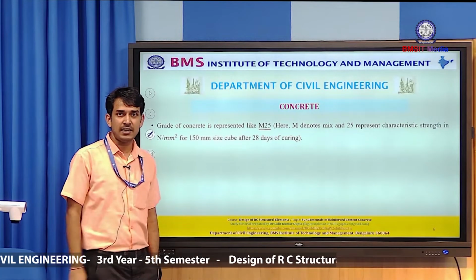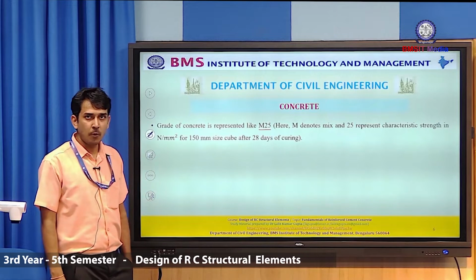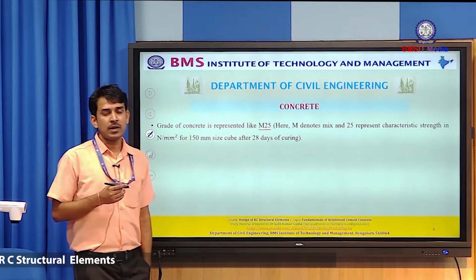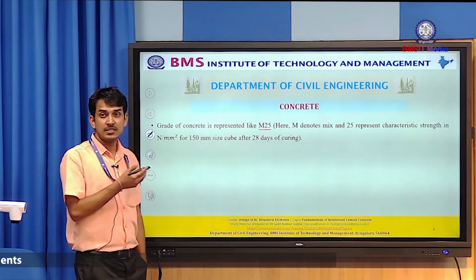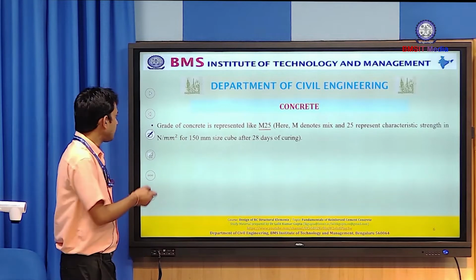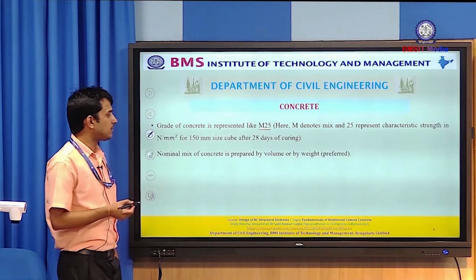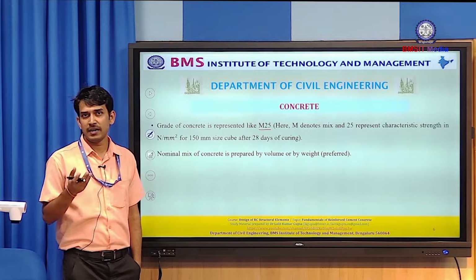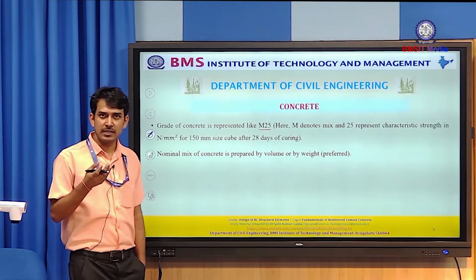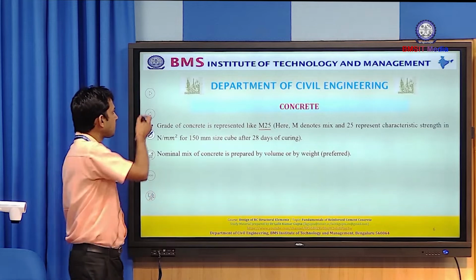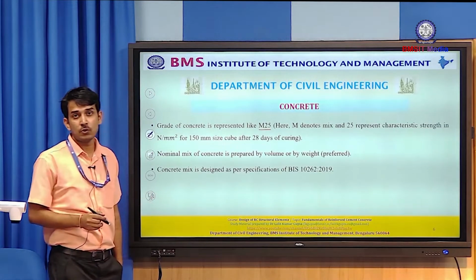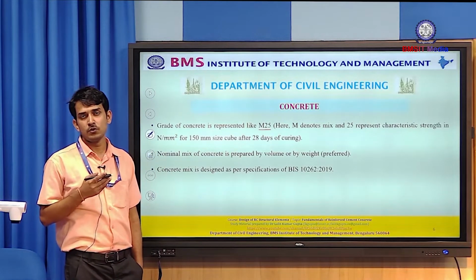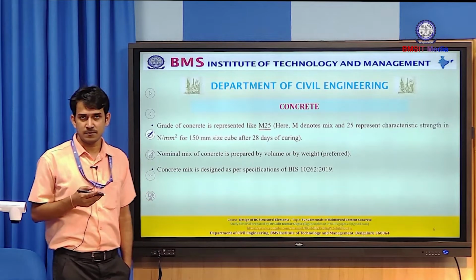The value after that M is the characteristic strength of that concrete, which we obtain after 28 days of curing, in Newton per mm square. This is how we represent the concrete. After that, we prepare the concrete mix. We have the traditional way, in which we prepare the concrete by volumetric proportions, or we can use design proportions. For that we have one code, IS 10262:2019, which we use for the design of the concrete mix.